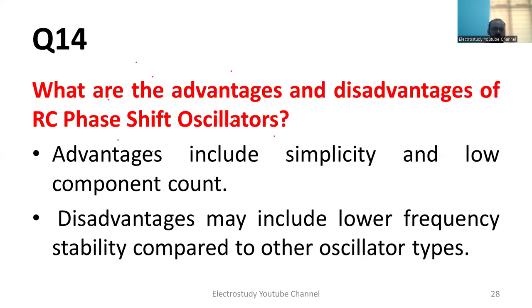What are the advantages and disadvantages of the RC phase shift oscillator? The pros are simplicity and a low component count compared to other types of oscillators. The drawback is low frequency stability compared to other types of oscillators. That's the major setback of the RC phase shift oscillator. You are supposed to explain the drawback of the RC phase shift oscillator.